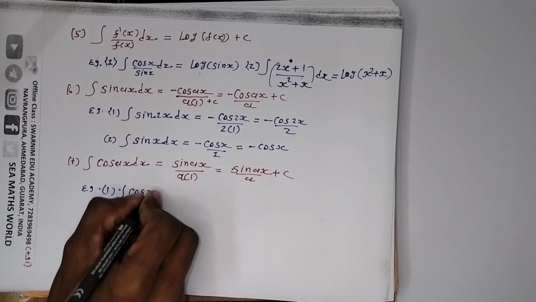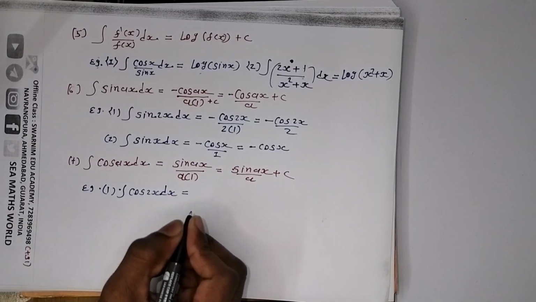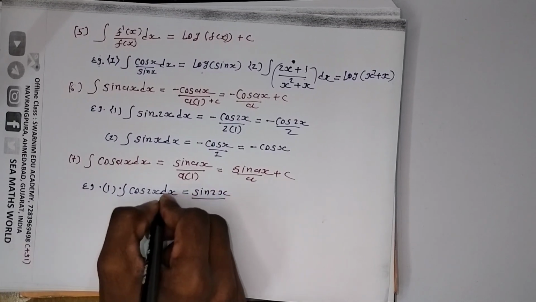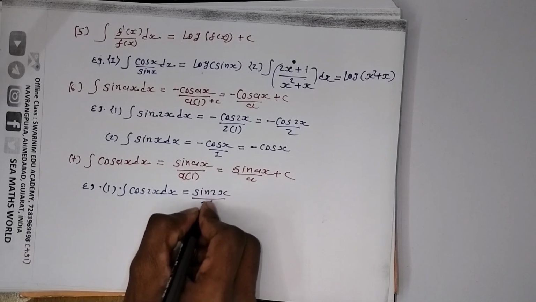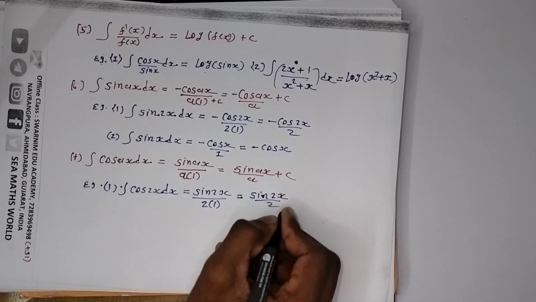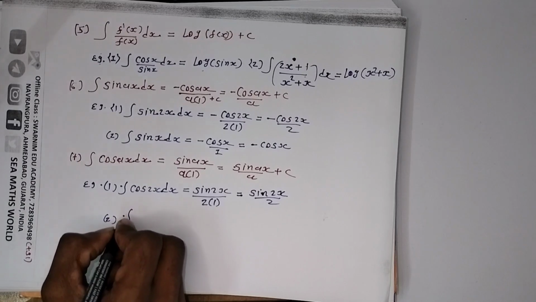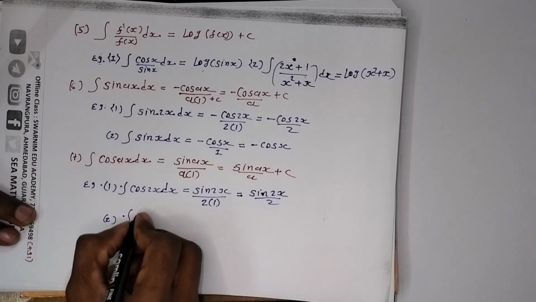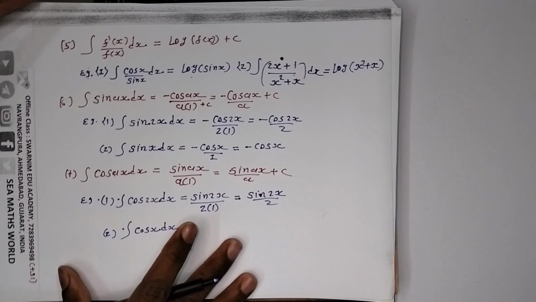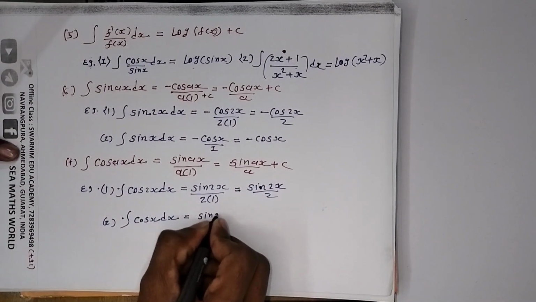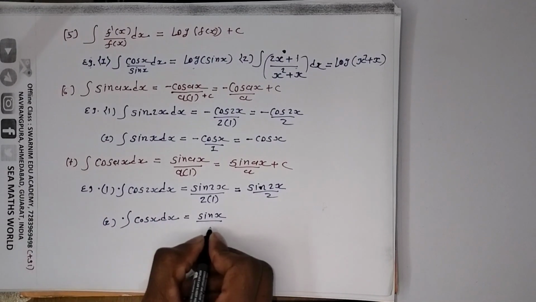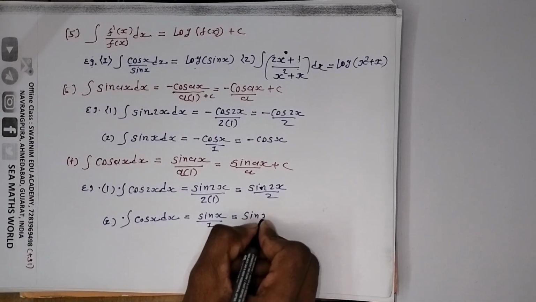Integration of cos 2x with respect to x is equal to, integration of cos 2x is sin 2x. Now differentiate the angle into division. So the angle is 2x, 2 as it is, then differentiation of x is 1. So the final answer will be sin 2x by 2. One more example, integration of cos x. Cos x integration is sin x. Here the angle is x, its differentiation will be 1. So finally, sin x.